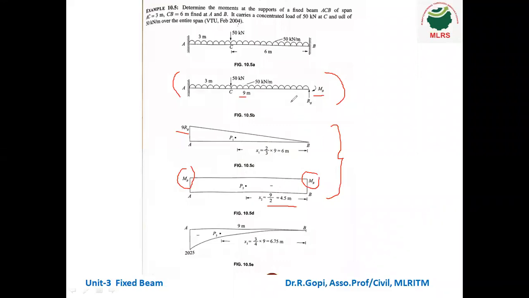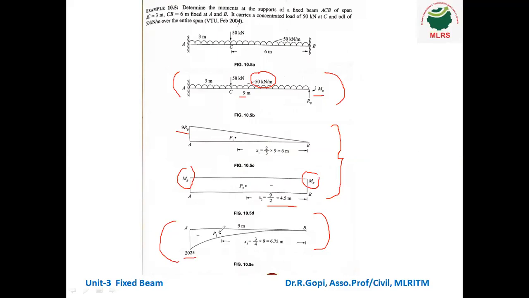So what we have to do means, first I am applying a UDL load, and I draw the bending moment diagram. Okay. So you can see here 50 kilonewton per meter load is acting, and the corresponding bending moment is 50 into 9 square by 2. So we got 2025. This is the bending moment at A.